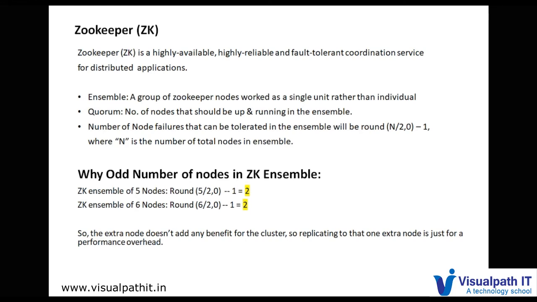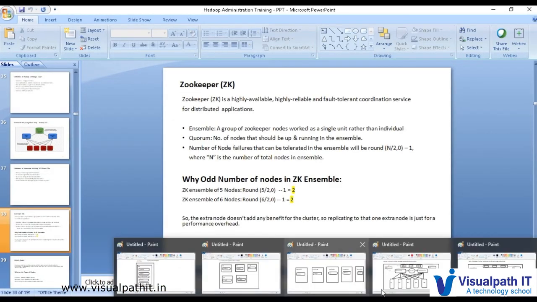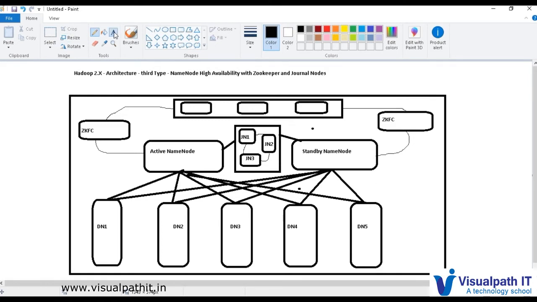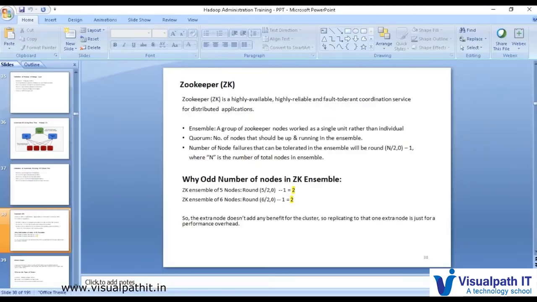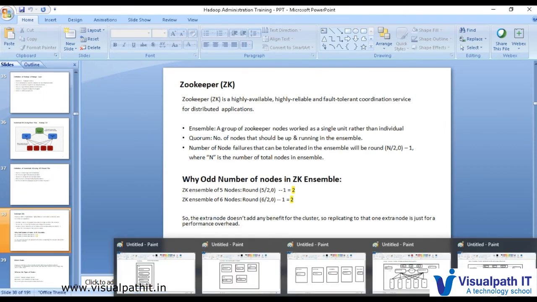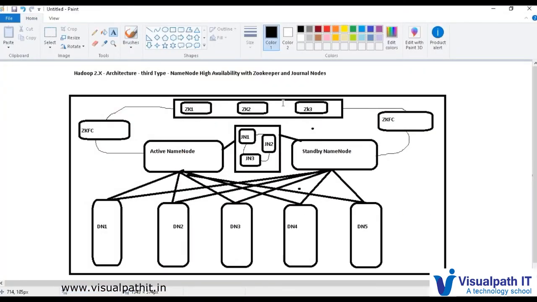Zookeeper ensemble, what is an ensemble? If you see it here, there is a Zookeeper, Zookeeper 1, Zookeeper 2, Zookeeper 3. These 3 are working as a group, right? So what is the group? An ensemble is a group of Zookeeper nodes working as a single unit. These three are working as a single unit. Instead of working individually, these three are working as a group.